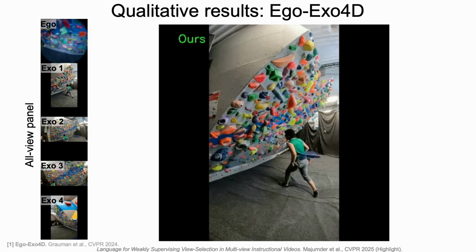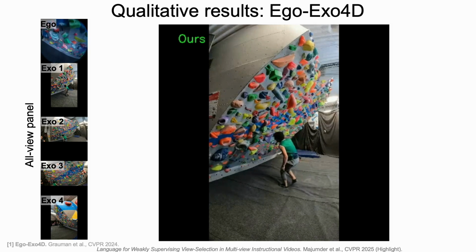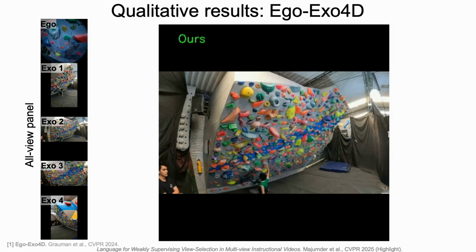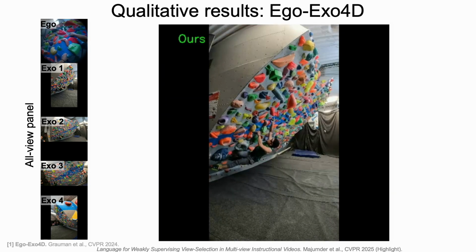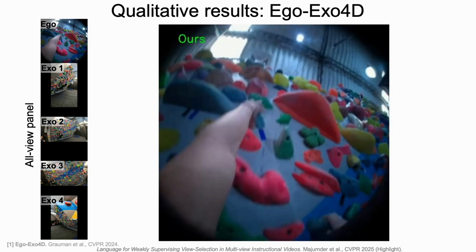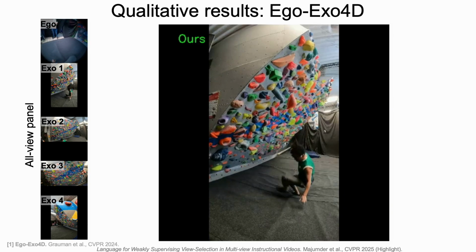Here we show our view selector at work on an EgoExo4D video. On the left you will see all views for the video. In the center you will see our model's chosen view. Note how our model chooses the ego view when showing important holds. On the other hand, it picks an exo view when the climber moves on the ground, looks away from the hands and feet, or falls down.